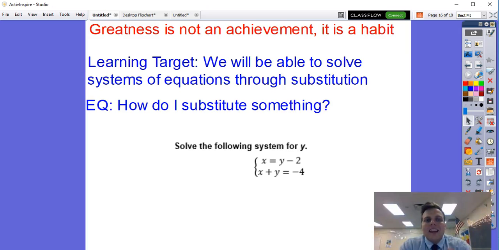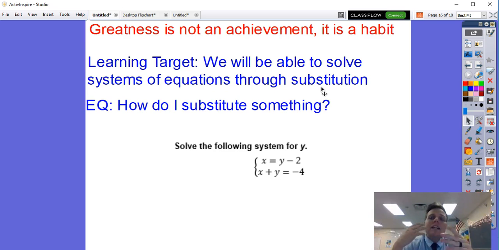Hey guys, so today our learning target is that we will be able to solve systems of equations through substitution. Okay, so you should remember that all week, for the next 2 weeks, our learning target is basically we will be able to solve systems of equations.